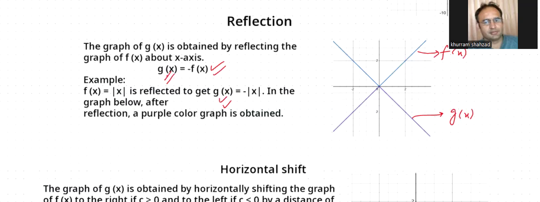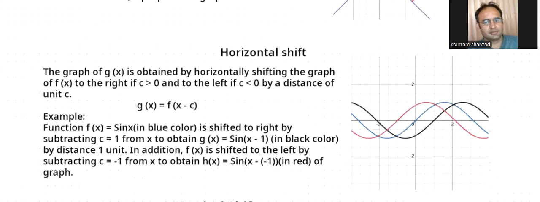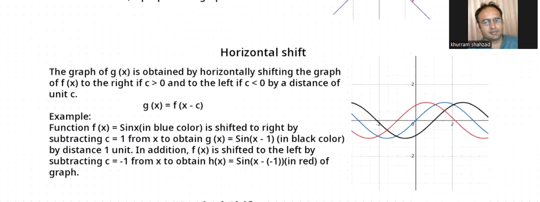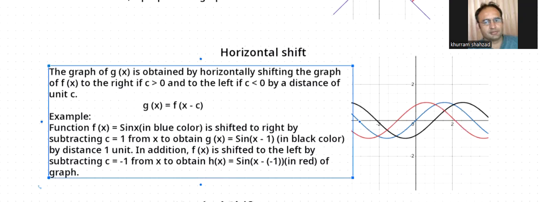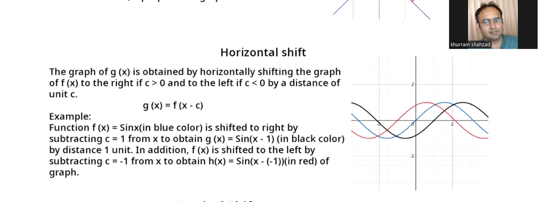Next is the horizontal shift. So what is horizontal shift now? The graph of g of x is obtained by horizontally shifting the graph of f of x to the right if c is greater than 0, and to the left if c is less than 0, by a distance of c units.